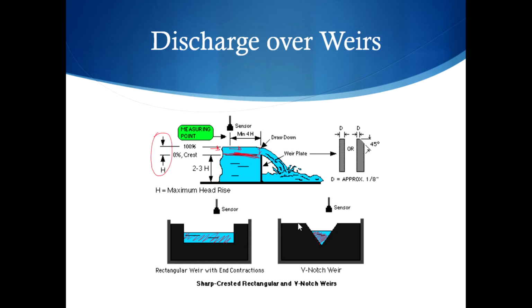So in our case, we will use a rectangular weir and we will use a 90-degree V-notch weir. That is to say that this angle is 90 degrees. There are smaller weirs with an opening of 30 degrees, but in this case we will use a weir with 90 degrees of opening.